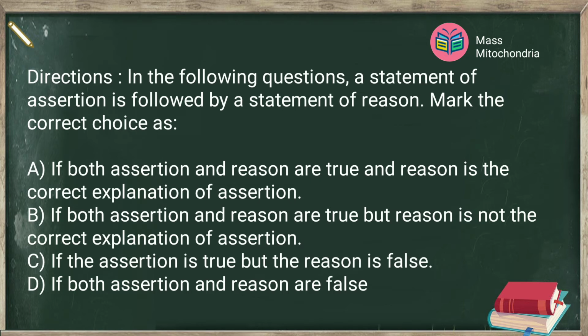Directions. In the following question, a statement of assertion is followed by a statement of reason. Mark the correct choice. Option A: if both assertion and reason are true and reason is the correct explanation of the assertion. Option B: if both assertion and reason are true but reason is not the correct explanation of assertion. Option C: if the assertion is true but the reason is false. Option D: if both assertion and reason are false.